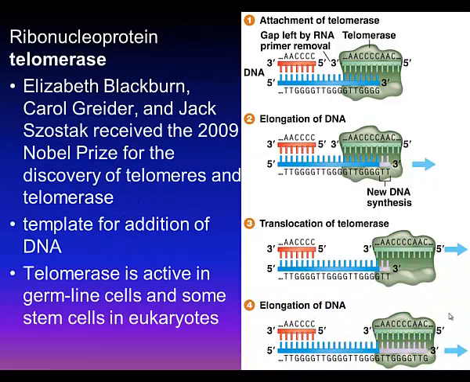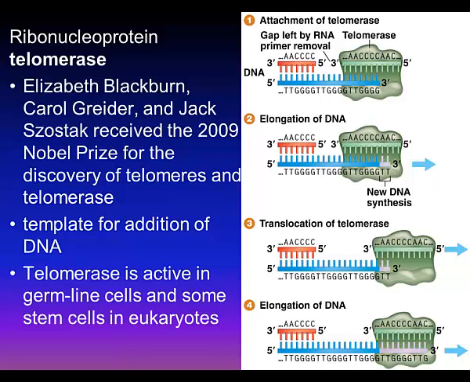This slide is just a review to show you the action of telomerase. Again, when we were discussing DNA replication, we talked about the fact that normally the ends of the chromosomes in eukaryotes, which we call the telomeres, actually get shorter with each round of DNA replication, and that's caused by the removal of the primer on the lagging strand.